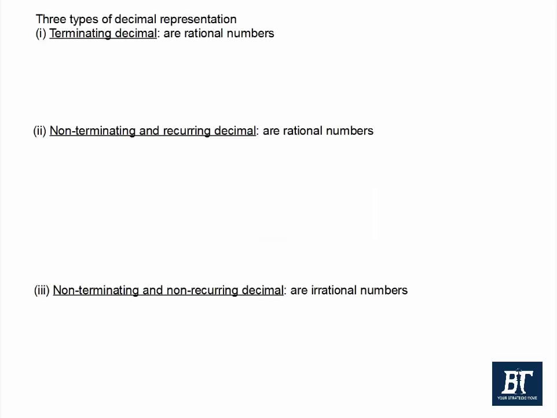There are three different types of decimal representation. The first are terminating decimals. So, example: 0.173. We can write this as 173 divided by 1000. As we can see, this is a rational number. So in general, terminating decimals are rational numbers.